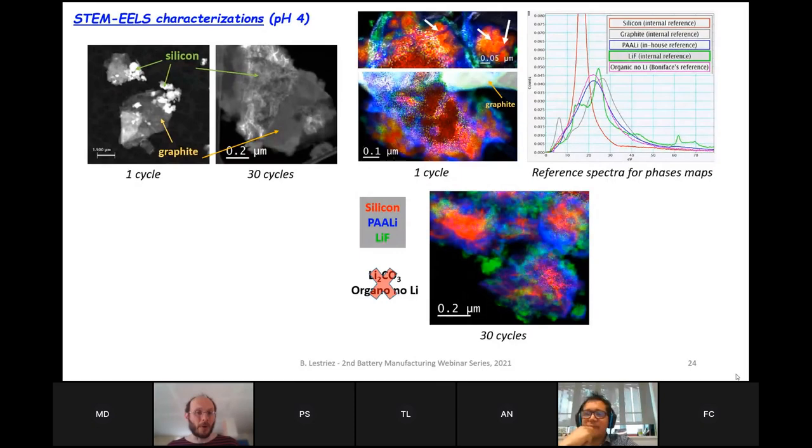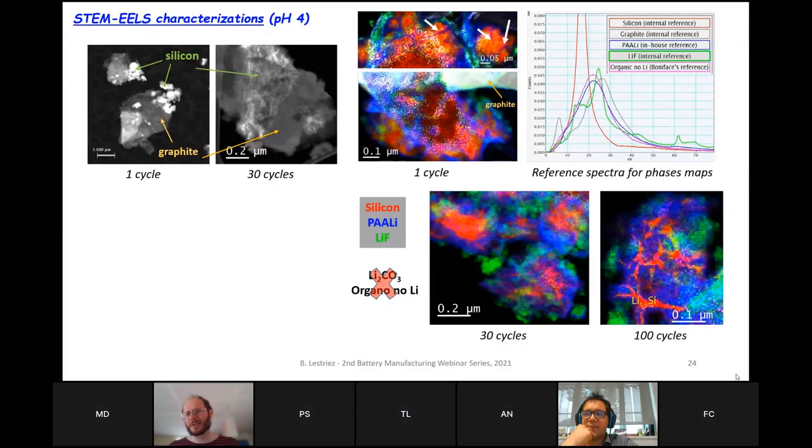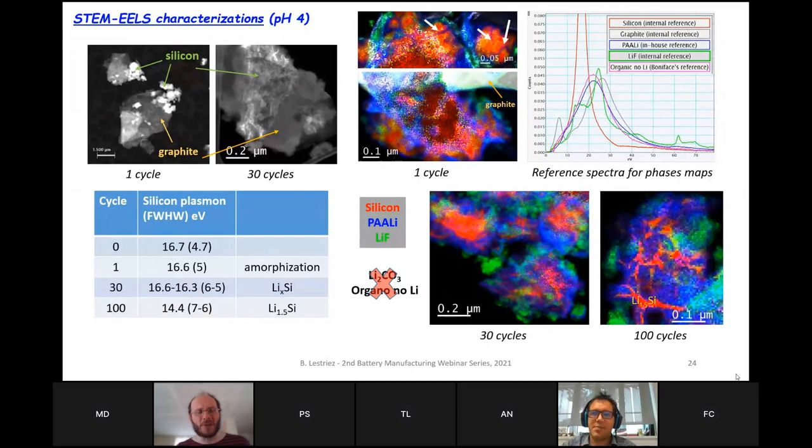Next. And here is the image after 100 cycles, where you see the continuation of the evolution of the silicon particles with, again, the binder and the LiF. Next. And also, we looked at the position of the plasmon, which is the position of the peak maximum. By its evolution, we could say that it appears that some lithium remained trapped in this electrode, a very tiny amount after 30 cycles and a much higher amount after 100 cycles, Li1.5Si1 in this electrode. Next.